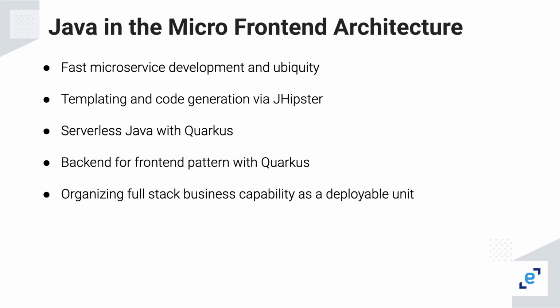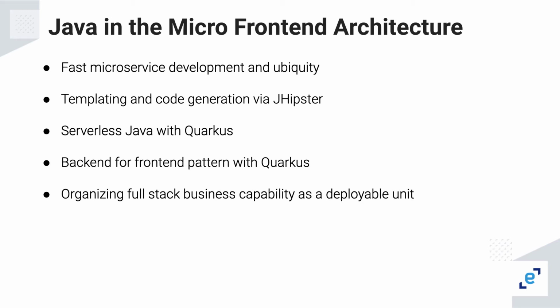So from a Java perspective, we're going to talk about a few different things. The first is the ubiquity of Java-based microservices and the ability to quickly deploy new capability into this architecture. The role of templating and code generation via tools like JHipster to automatically create capability that matches our architecture and that can be deployed out of the box.